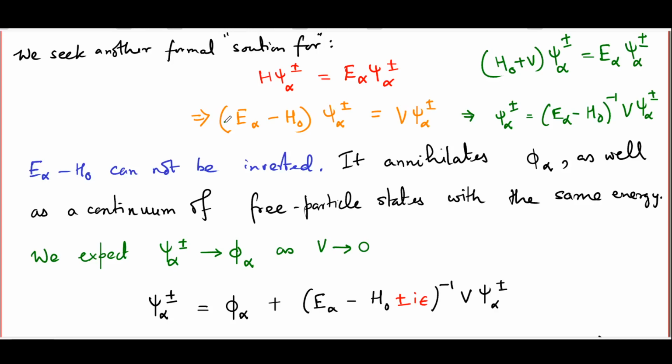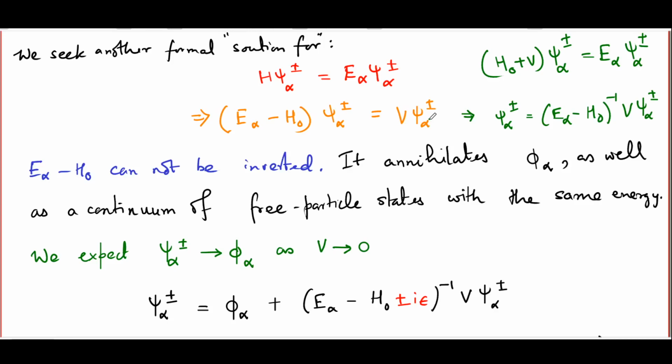And the other important thing that we have done is that we have added a tiny positive or negative imaginary piece to this quantity. Now note that since the eigenvalues of H0 are all real, they can never be equal to E alpha plus minus I epsilon. And hence, this particular operator that you have here has no zero eigenvalues, so can be inverted. And we have inverted this. Of course, in the end, we have to take the limit as epsilon goes to zero so that we can recover this equation.